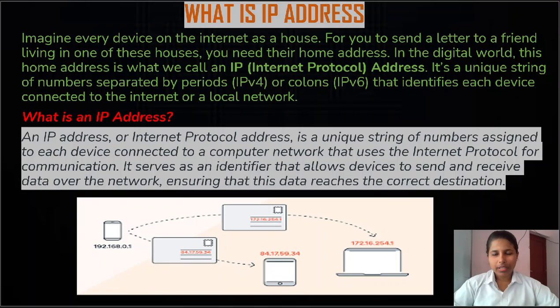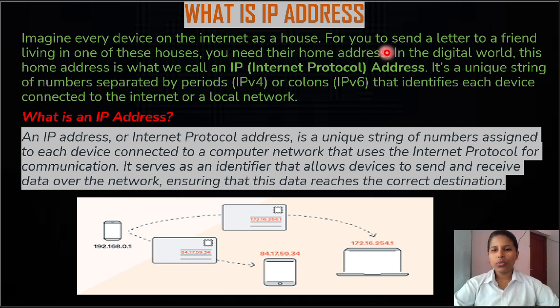Let's start the topic. Before going to the definition of what an IP address is, we can start with a simple example that will help you understand more clearly. We can imagine that every device on the internet is a house. What are the devices that we know use the internet? Mobile phone, computer, PC, tablet, laptop, and other things. So we can imagine our phone as a house.